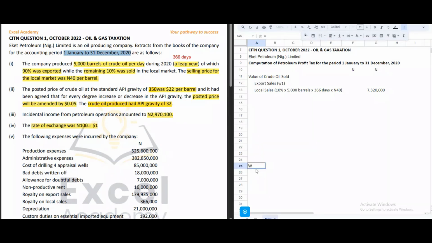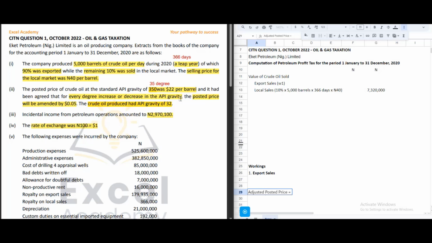Then the export sales, we will do that in workings 1. We'll come to our workings. Workings 1, export sales. To calculate the export sales, we first of all need to ascertain the adjusted posted price. Remember, the standard is 35, and at 35, the posted price is $22. But the actual gravity is 32, so we need to adjust it.